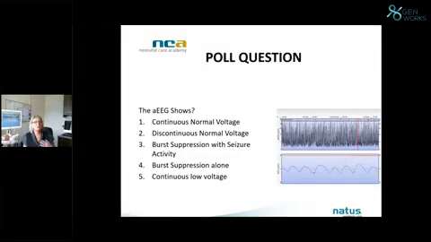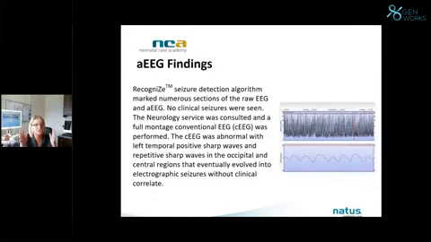Now, for those of you who know the Olympic Brainz monitor well, you know that there is a seizure detection algorithm within the monitor. The seizure detection algorithm marks the top of the trace here with orange markings. So you can see the orange markings above the AEEG trace there. The seizure detection algorithm marked numerous sections of the raw EEG and the AEEG, even though there were no clinical seizures seen. These were all subclinical seizures, and they consulted neurology.